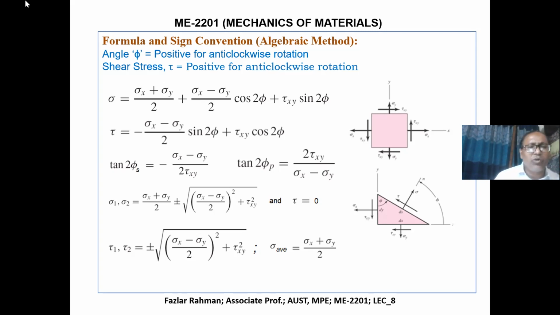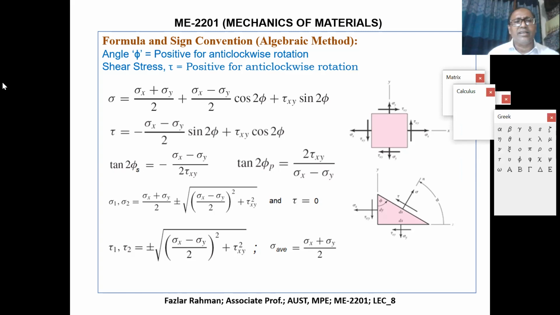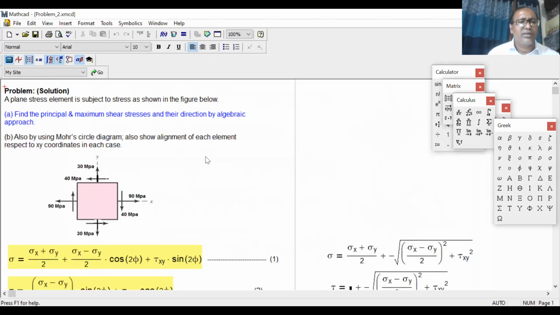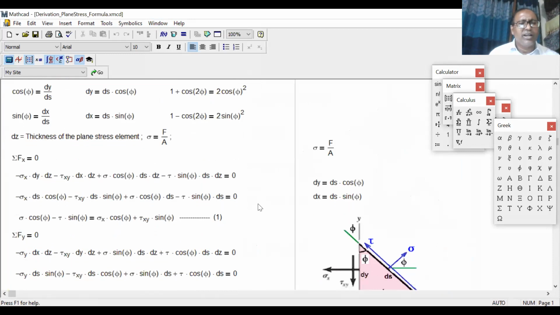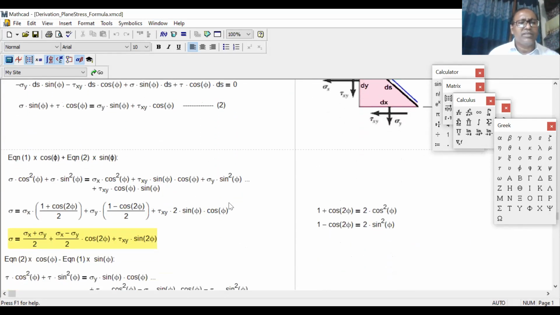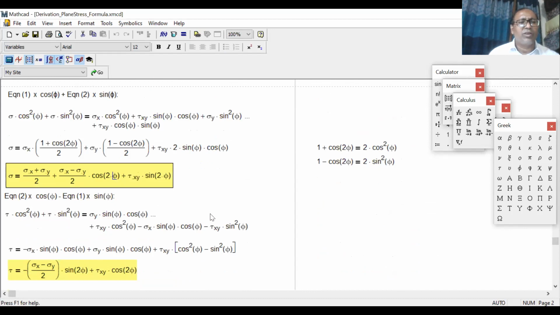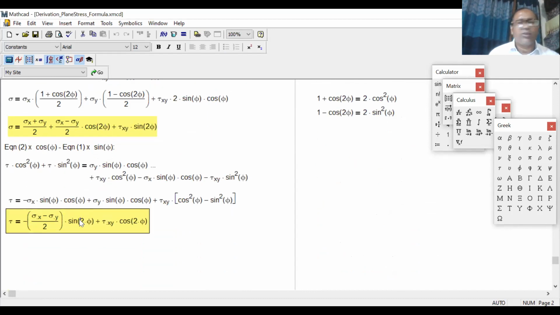Right now, I will show you how we can get the formula for tan 2 phi p and tan 2 phi s, or how we can derive it. It's easy. I already gave you the introduction, so this will be easier for you. Last week we showed how we derive this equation. This is our mother formula for sigma. This is our mother formula for tau.